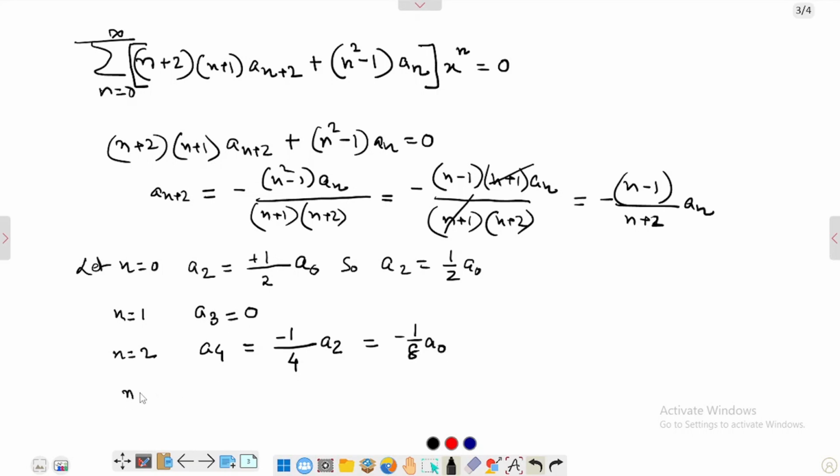Again, if I plug in n equal to 3, what do I get here? a5 equal to... I plug in n equal to 3. If I plug in 3 here, I get 2, and if I plug 3 here, 5 into a3, where a3 we know is 0, so a5 is also 0. So I got these coefficients out. After I got the coefficients, I will plug them into my formula. So let's go and finish it.